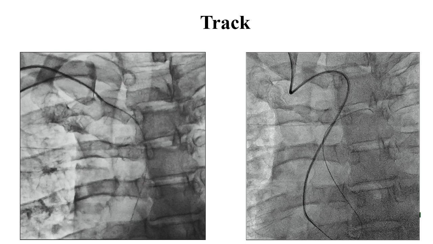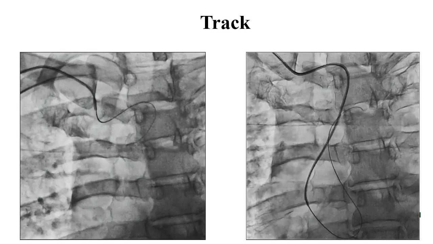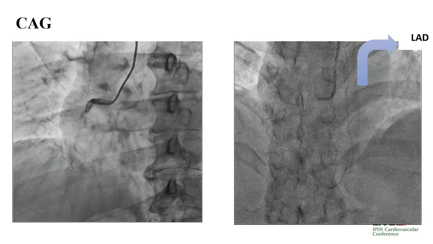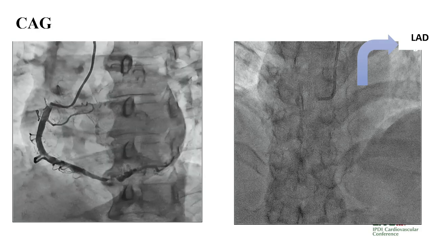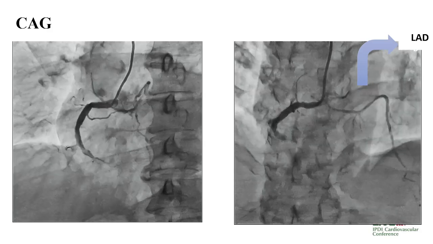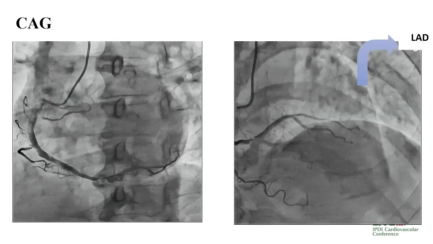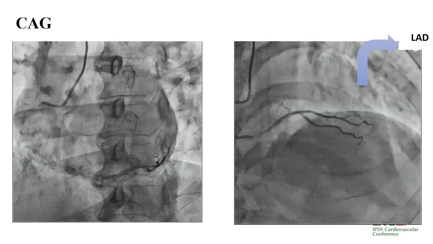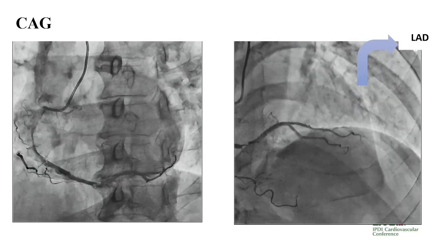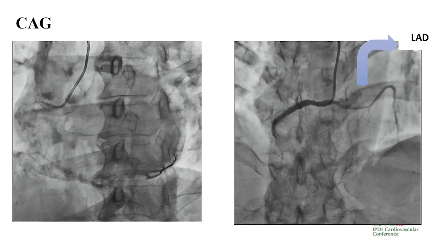Look, this is the track I have traveled through. This is the loop at the right subclavian. And this is the angiographic view of the right coronary system. You should appreciate that the patient has significant disease at his mid RCA and distal segment. And there is an interesting finding: the LAD is originating from the right coronary sinus.